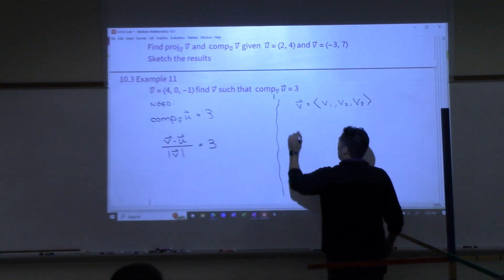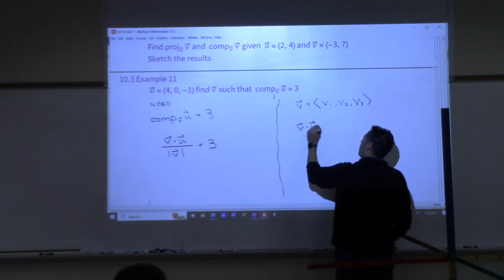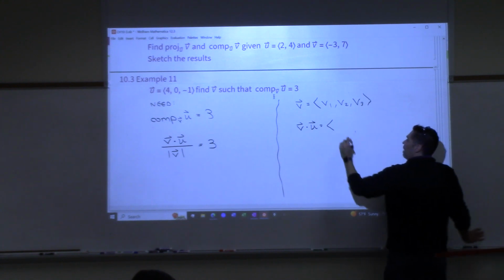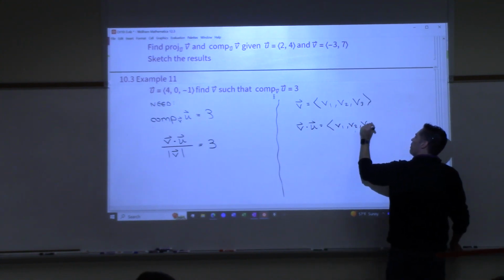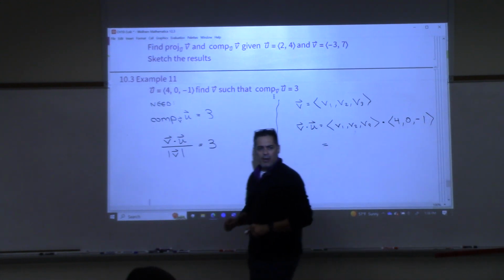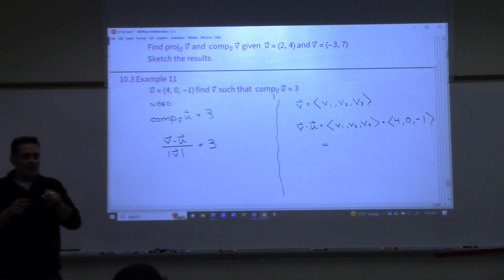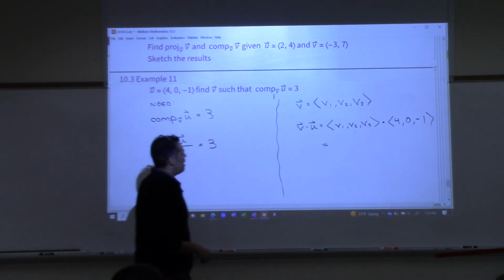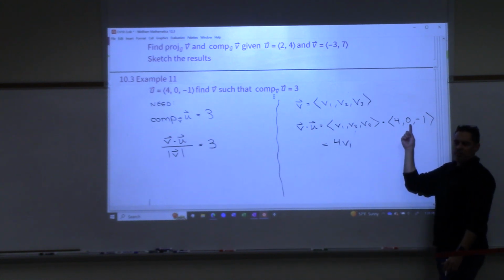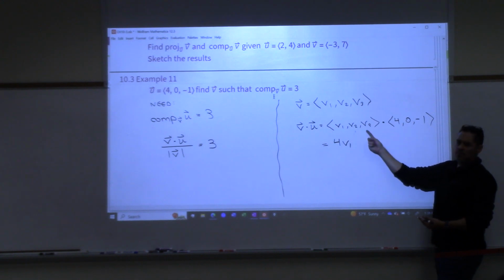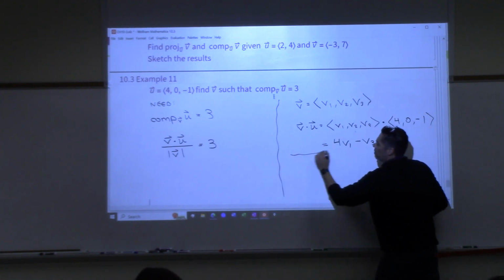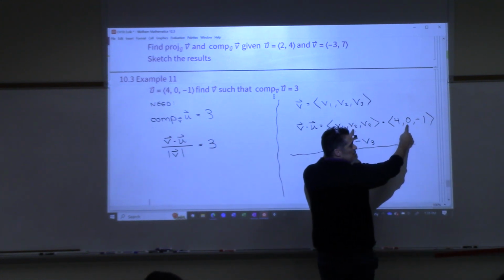This is like scratch work over here. Let me dot these. If I take v, that's v1, v2, v3, and dot it with u, which was 4, 0, negative 1, I know mechanically what to do: multiply the first components, add the multiplication of the second, add the multiplication of the third. So what would I get there? 4v1. v2 kills off, doesn't it? 0 times v2, gone. And then you have negative 1 times v3. That's a dot product.